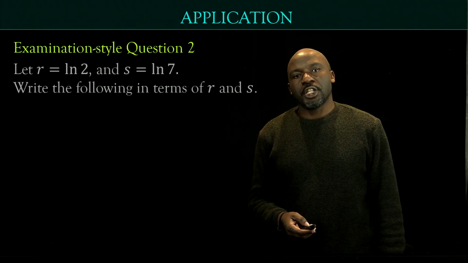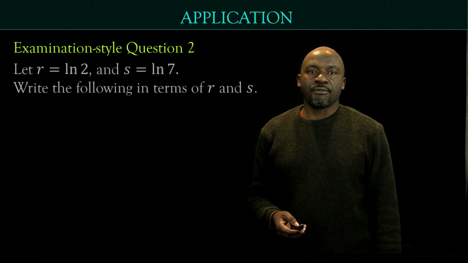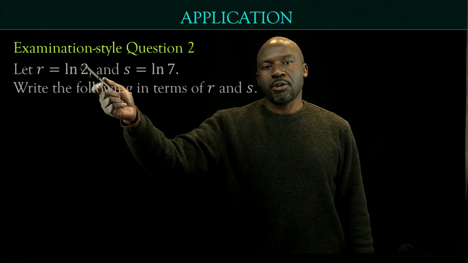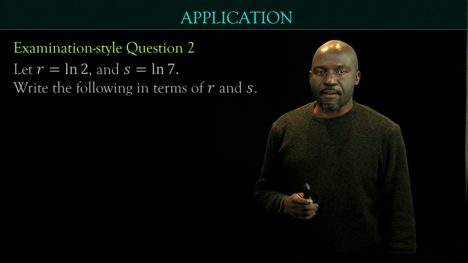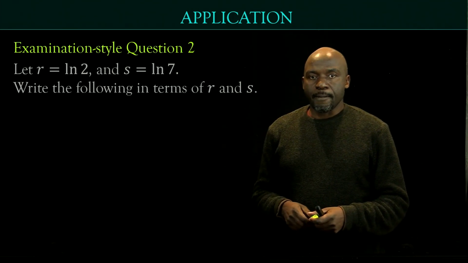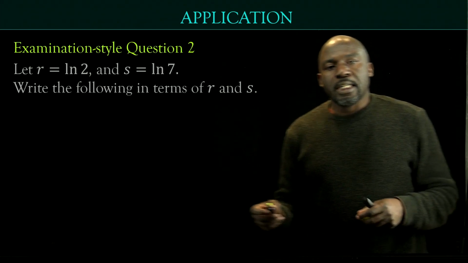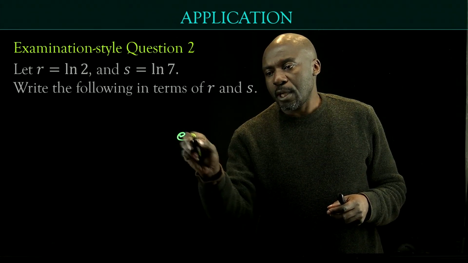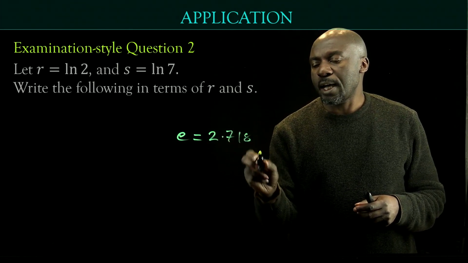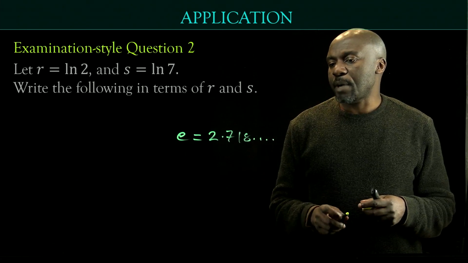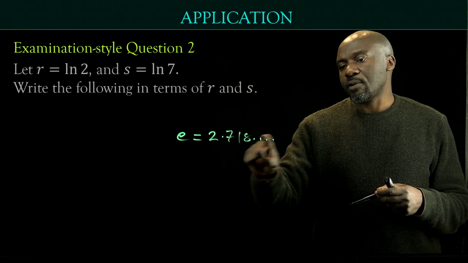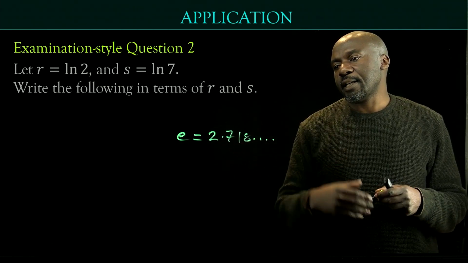Let R be ln 2 and S be ln 7. I hope you remember this means log to base e of 2, and this is log to base e of 7. So ln means natural log, which is log to base e. Of course, I want you to remember that e is an irrational number. e can be expressed as 2.718, and it is an irrational number that continues on. The decimal numbers continue to infinity, non-recurring, non-terminating.